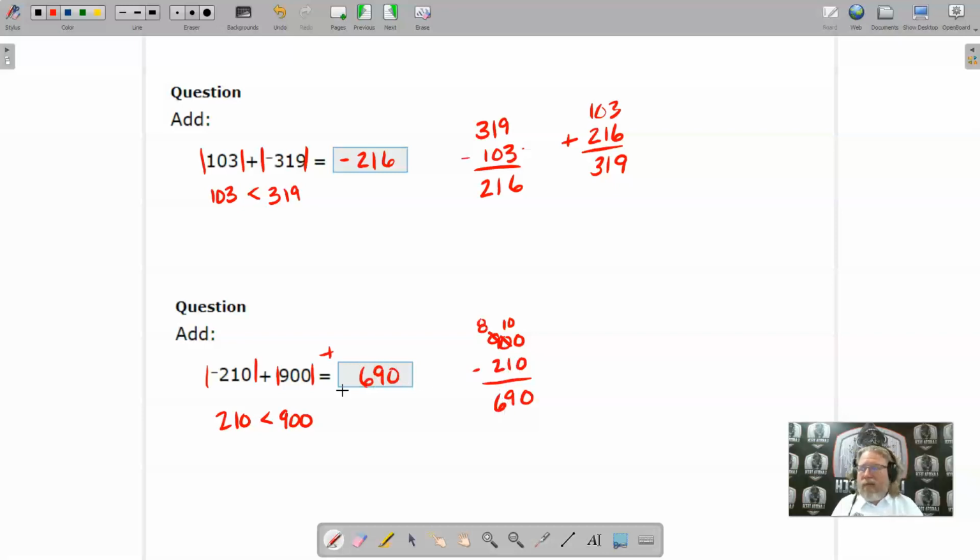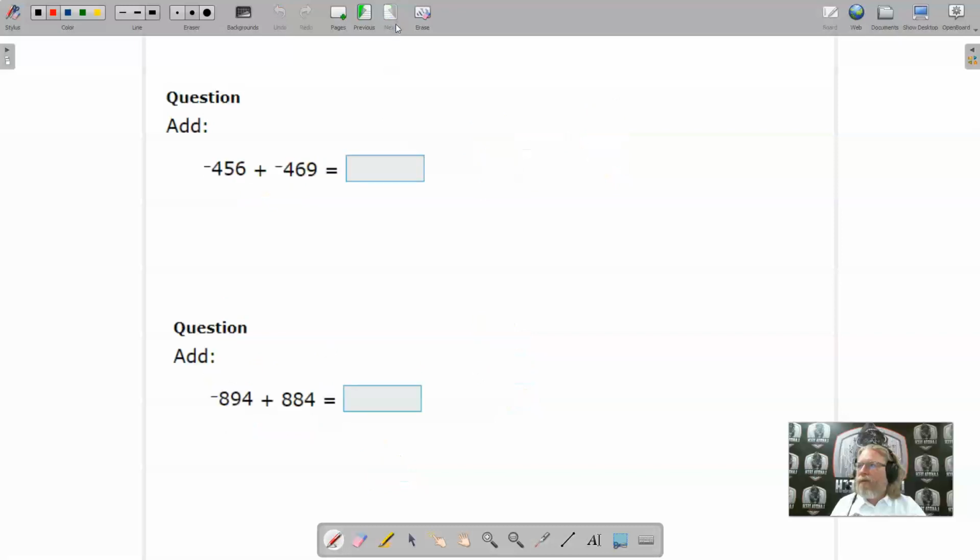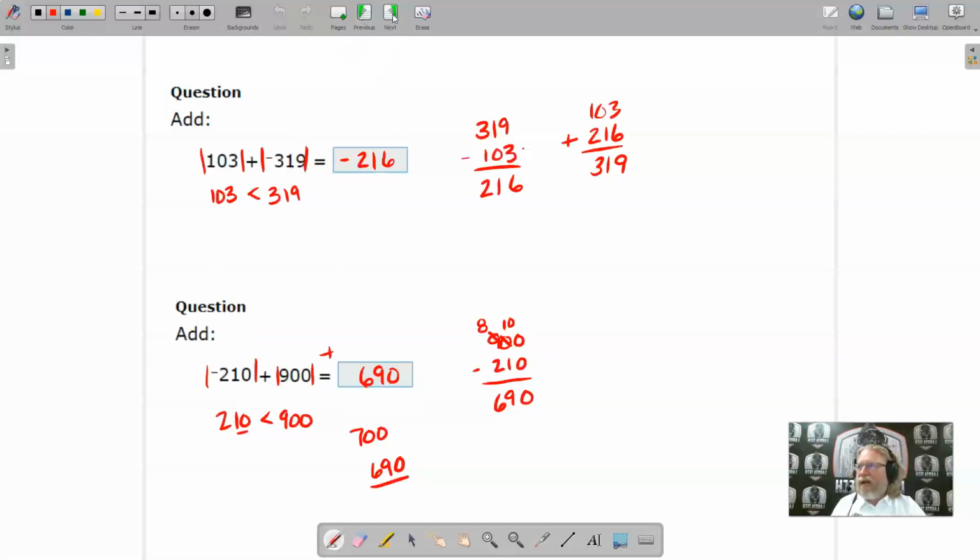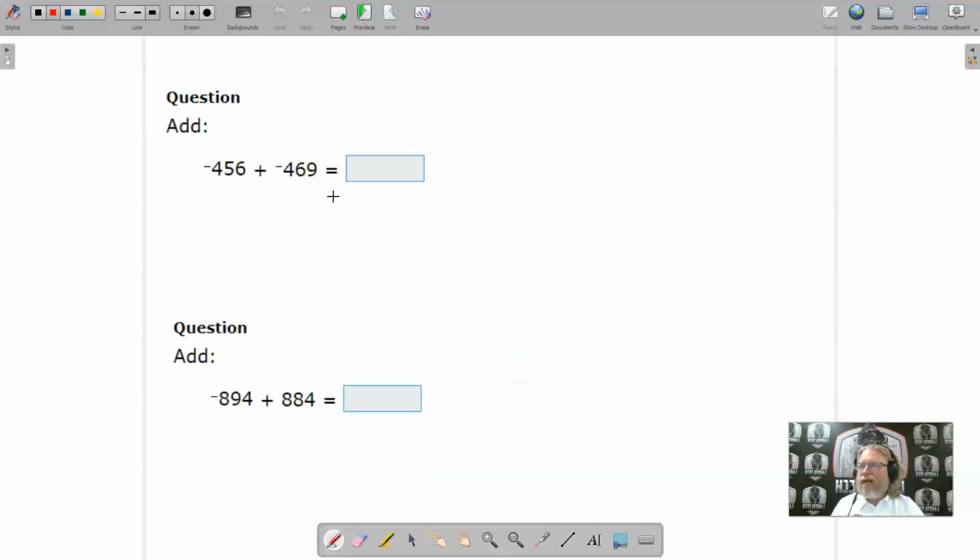Or I could have done that mentally and said, okay, 900 minus 200 is 700. And then I need to take off another 10, 690, right? And I could have got there mentally using mental math. All right, I believe I have 2 more questions here. We've gotten so used to doing subtraction, right? They kind of trick you into it, trying to get you used to doing it.